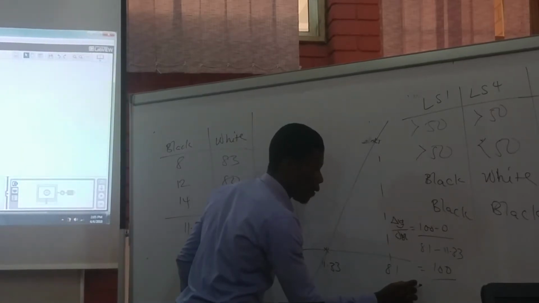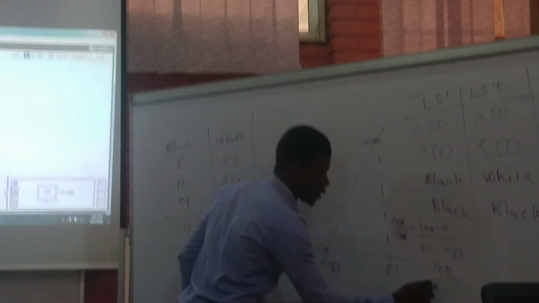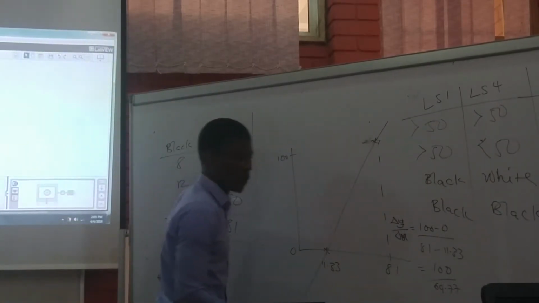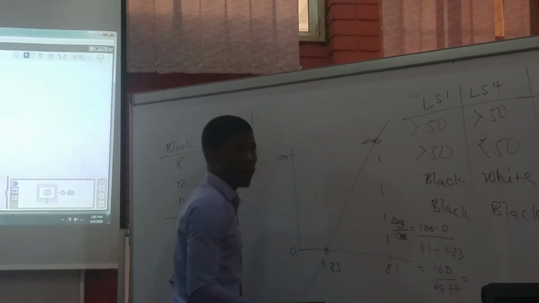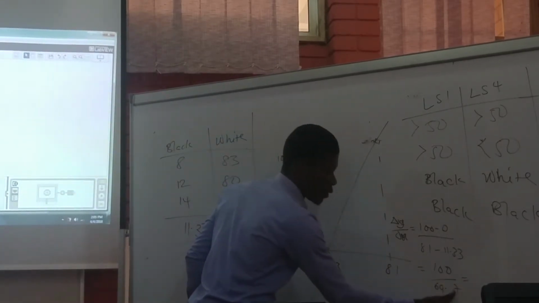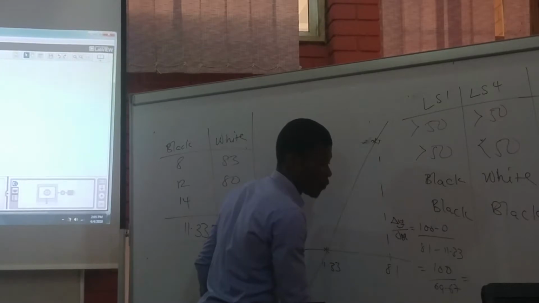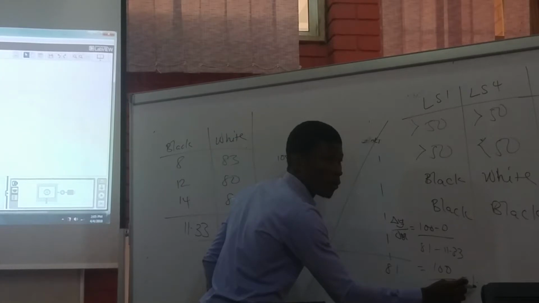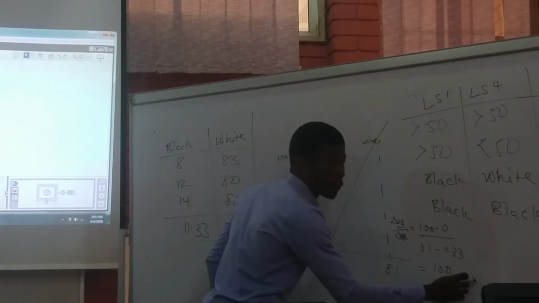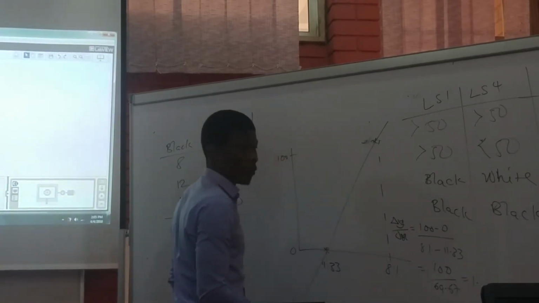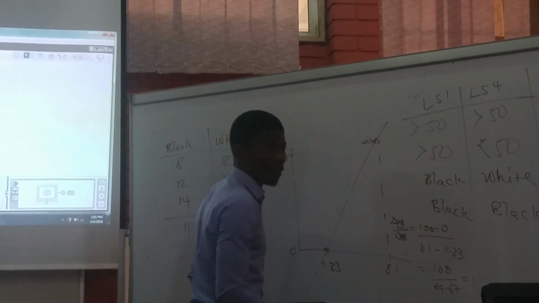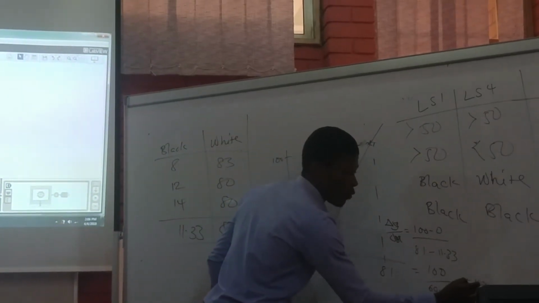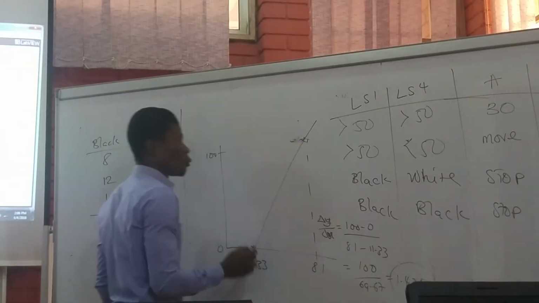That gives us 100 over 69.67. What's 100 divided by 69.67? 1.435. Good. So we have our M as 1.435.